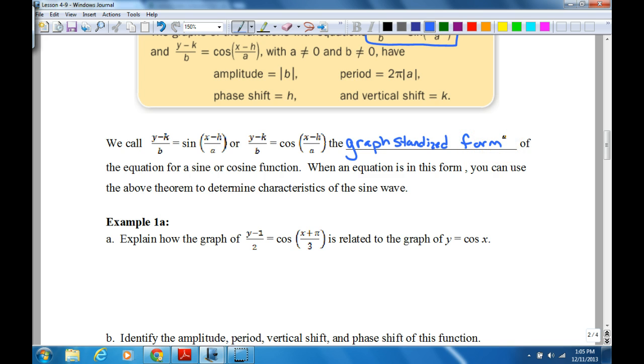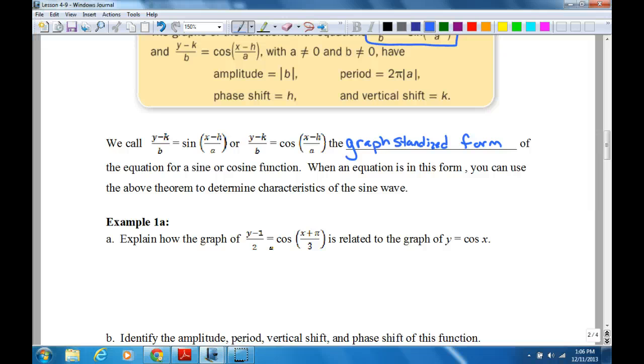Of the equation for the sine or cosine function. When an equation is in this form, you can use the above box to help you find the different information. Oh, will this be similar to graphing like in algebra?